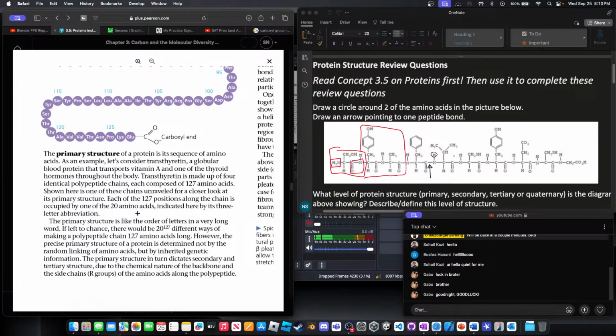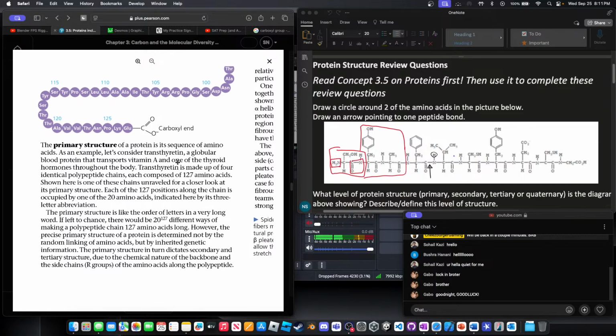If left to chance, there would be 20 to the 127 power different ways of making a polypeptide chain 127 amino acids long. However, the precise primary structure of a protein is determined not by the random linking of amino acids, but by inherited genetic information. Oh, interesting. The primary structure in turn dictates secondary and tertiary structure, due to the chemical nature of the backbone and the side chain R groups of the amino acids along the polypeptide.